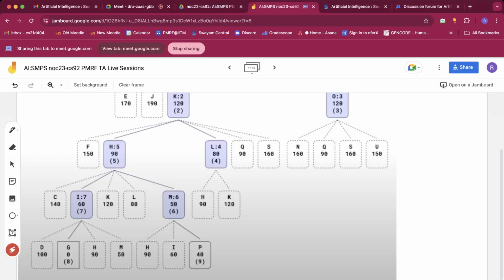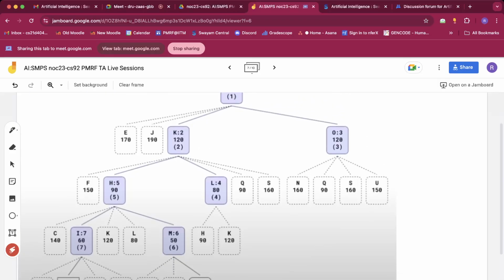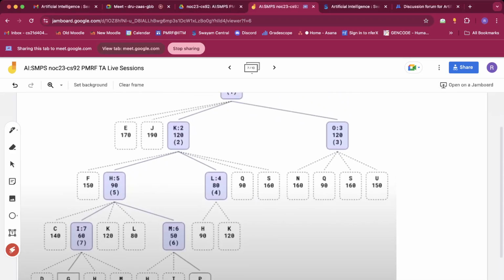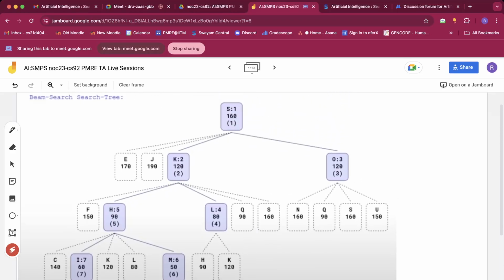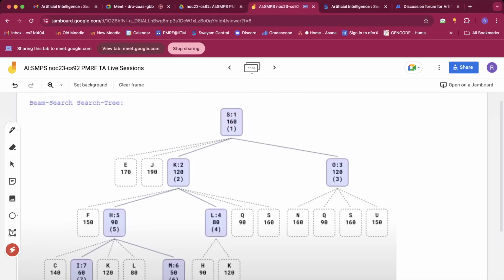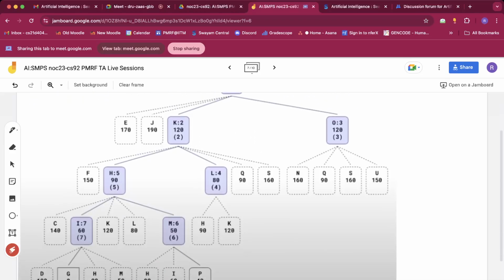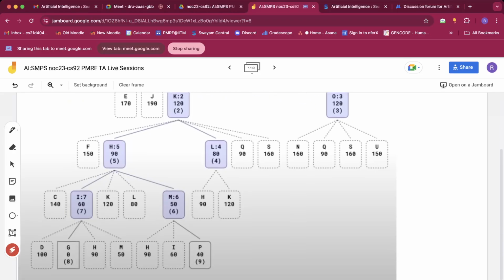And finally when we expand those we will reach the goal node, and P would also be there. So the two best looking options would be the goal node with an H value of 0 and P with an H value of 40. All the other nodes we won't be adding to our beam because our beam width is 2, right? So this completes our search tree, expanding the two best options at each level, and the final path found would be S to K to H to I to G.